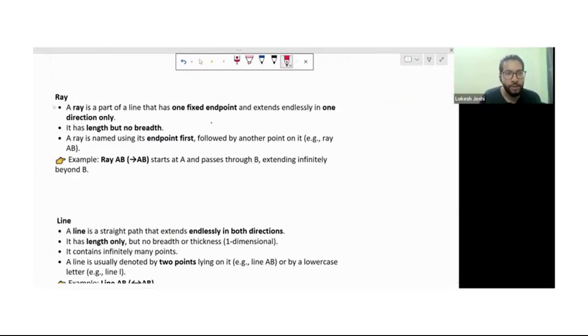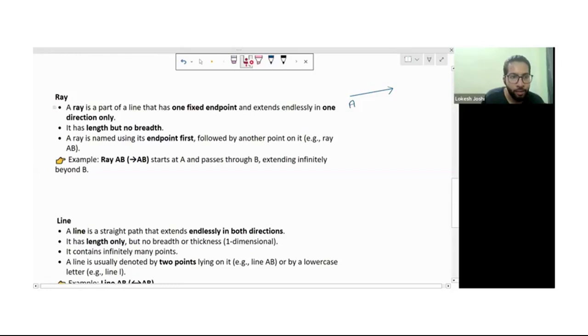Now the next one is ray. It's very simple. Suppose we have any line, and if I make an arrow, which means one endpoint A is fixed, but it keeps going. Okay, it can go up to infinity. So it is the ray, and points are written there about that. A ray is a part of a line that has one fixed endpoint and extends endlessly in one direction.